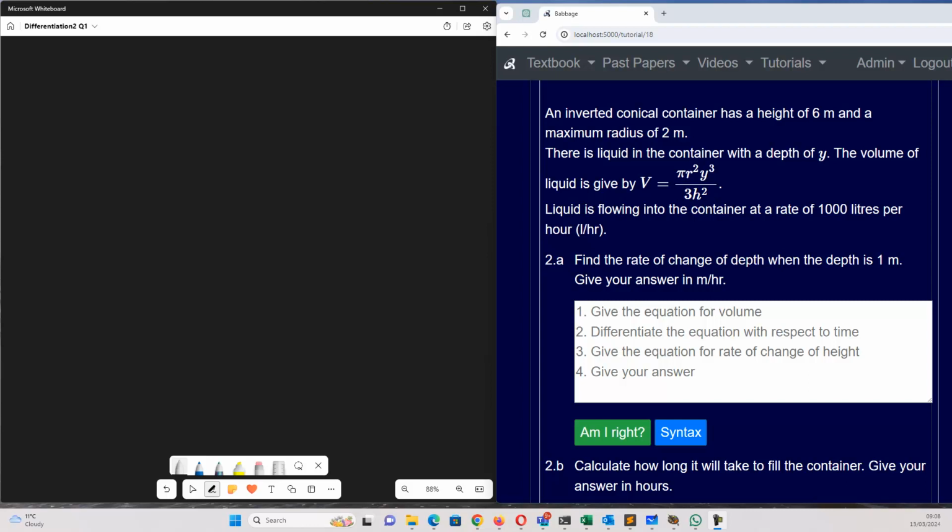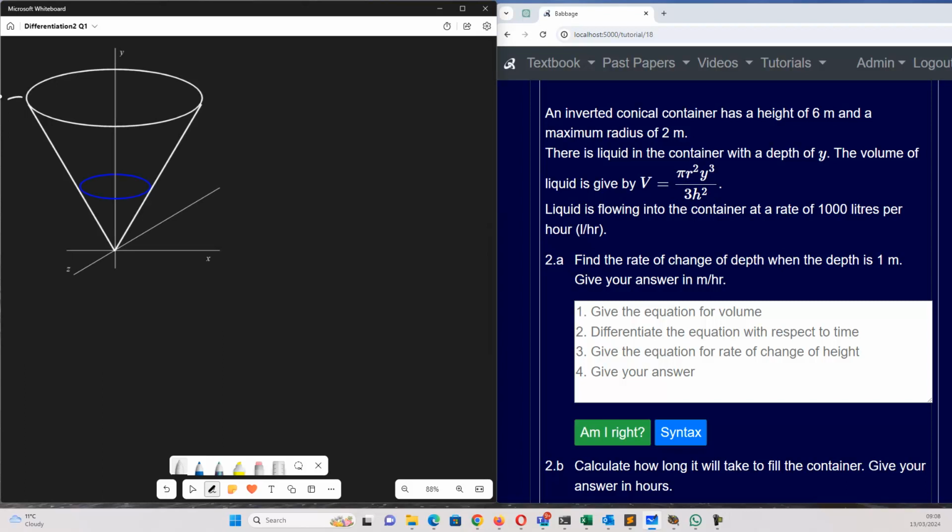Well, let's start by drawing a diagram. The height is 6 metres and the radius is 2 metres, and liquid is flowing in at a rate of 1,000 litres per hour. So we know the volume is given by V is equal to pi r squared y cubed over 3h squared.